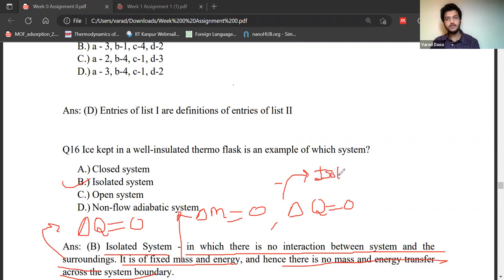Okay, isolated system. Okay, so the isolated system option is option B. Okay, so anybody has any question?